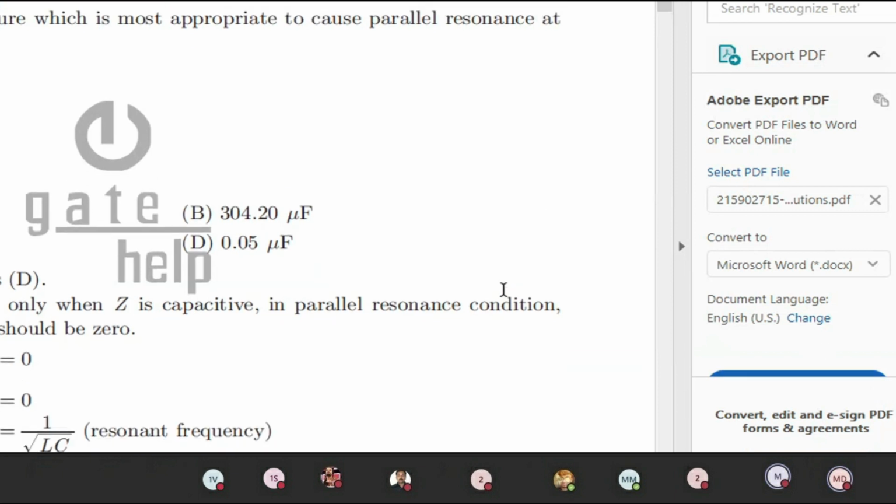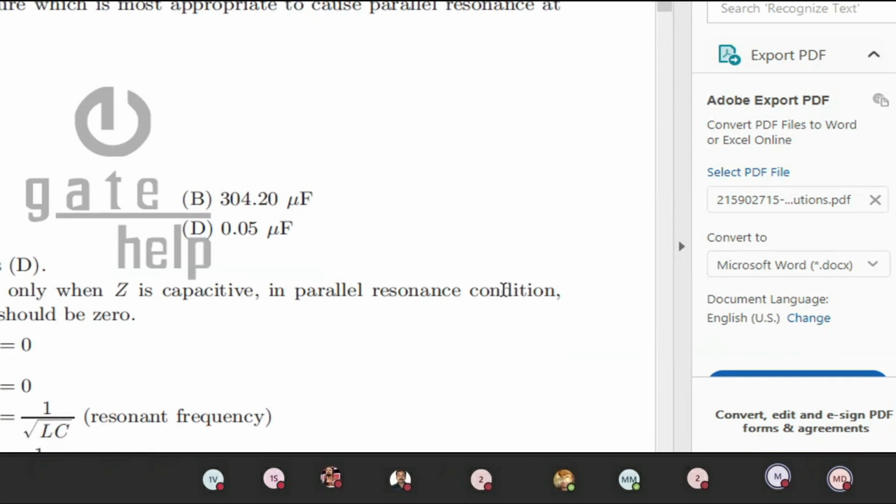Now, I told you clearly, resonance will occur only when Z is capacitive in the parallel resonance condition. Say the 2 henry is connected in parallel with the impedance. You can notice that resonance will occur only when Z is capacitive in the parallel resonance condition.